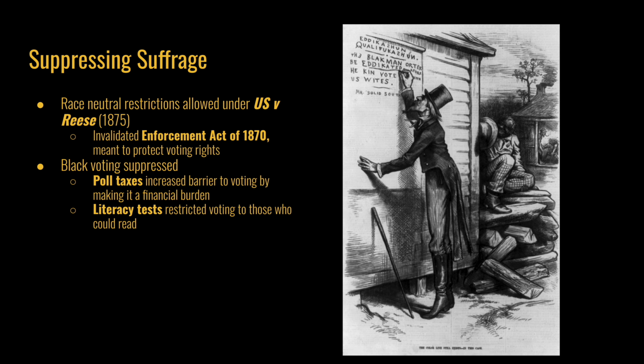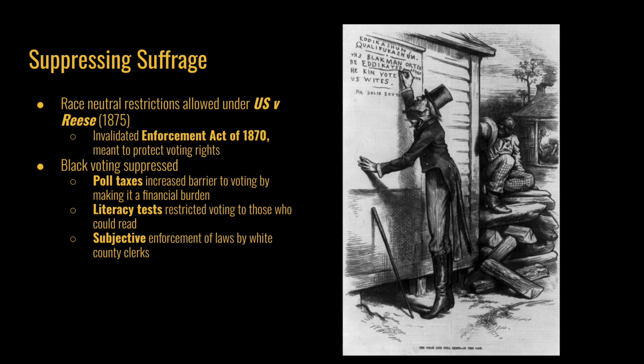Literacy tests were designed to restrict voting to those who could read, but the tests administered to black voters were often purposely more difficult. They might be given an obscure clause from the state's constitution and asked to interpret its meaning. Whether a potential voter passed this test was often subjective and up to the discretion of the county clerk who controlled the voting rolls, and this discretion was frequently abused to ensure that black voters failed the tests.